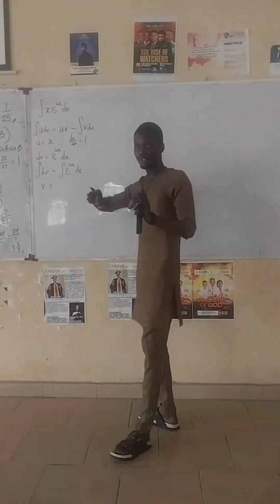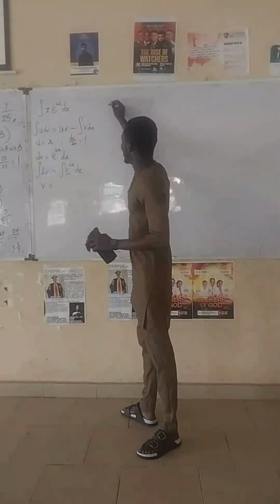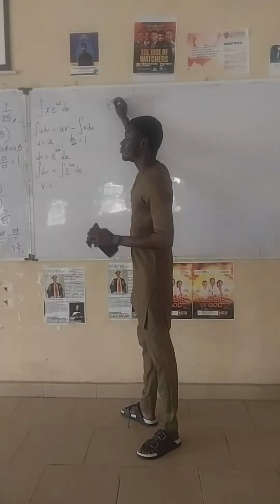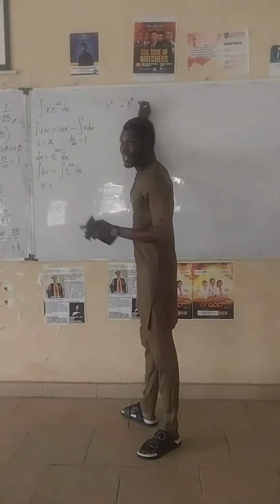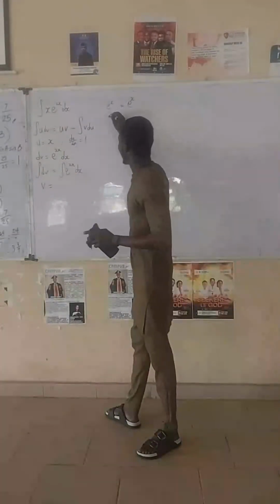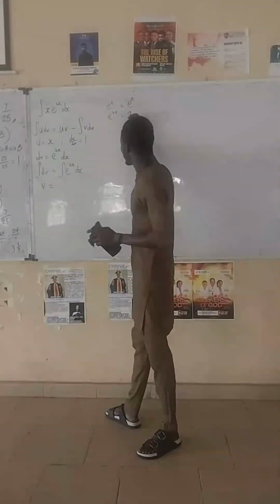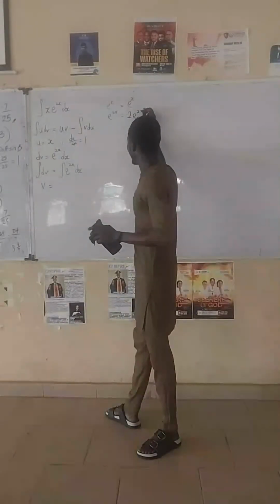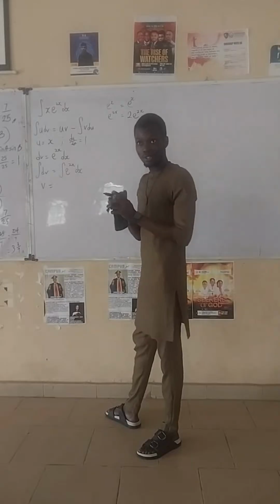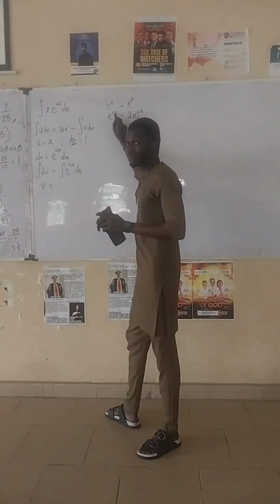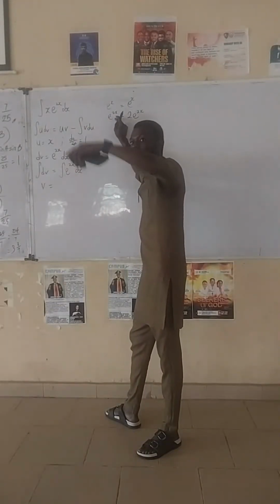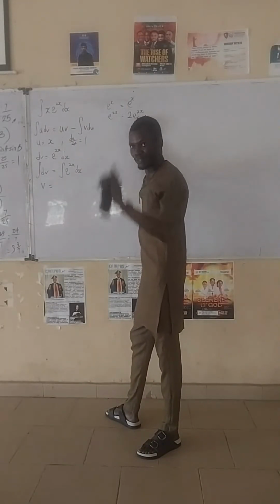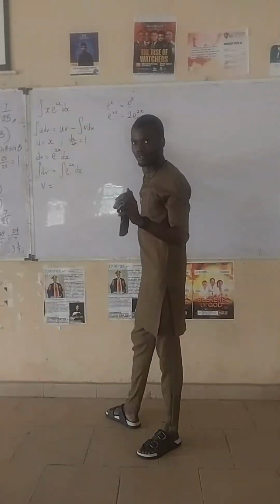In differentiation, if you have exponential x, it will give you exponential x back. In differentiation, if you have exponential 2x, it will give you 2 exponential 2x. Meaning that the derivative of 2x here is 2, and that 2 multiplies the equation again. That's for differentiation.